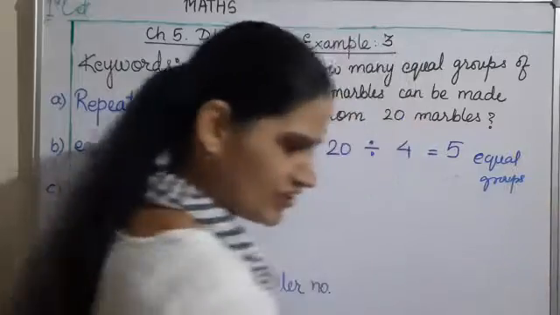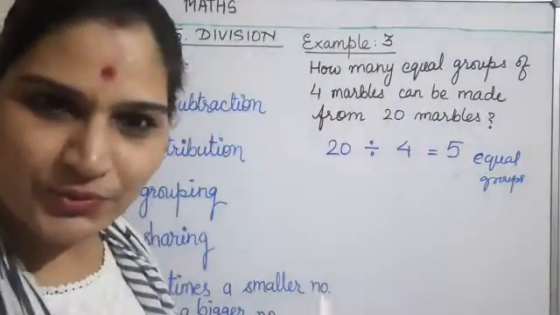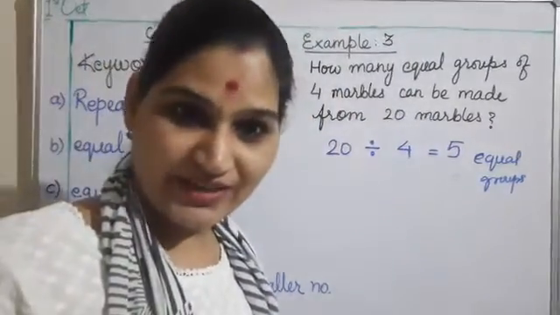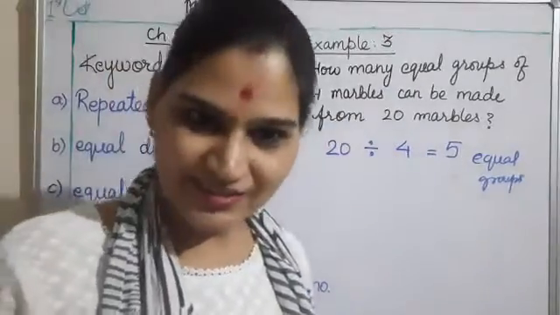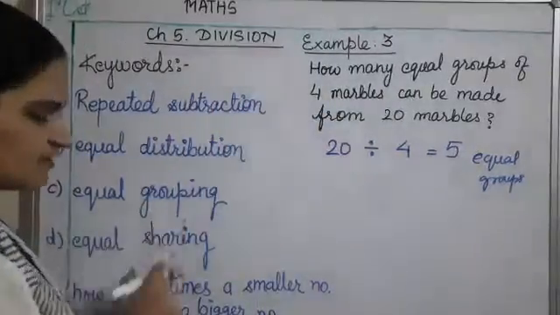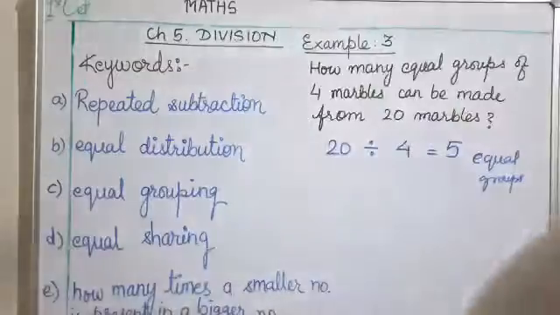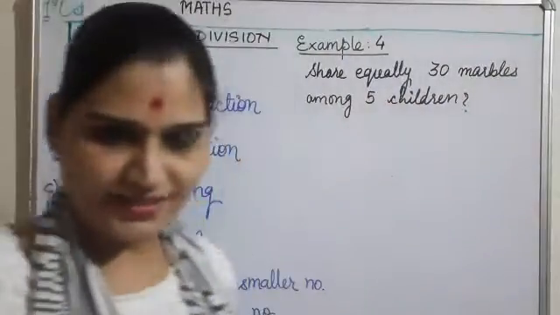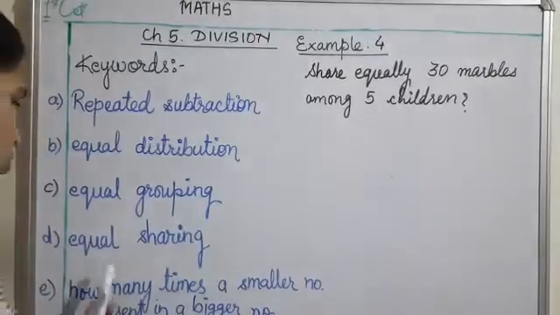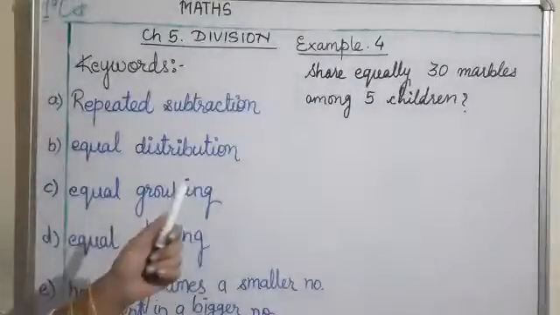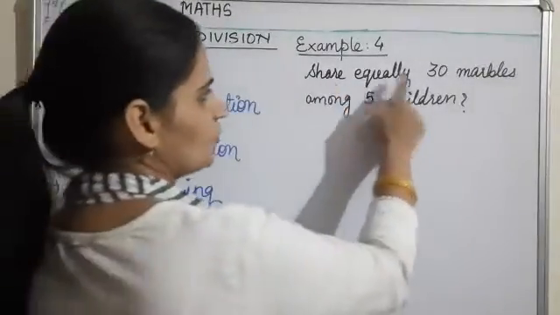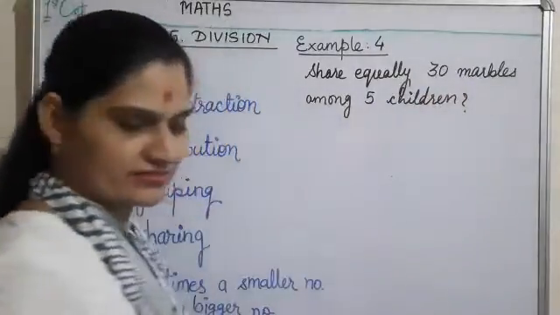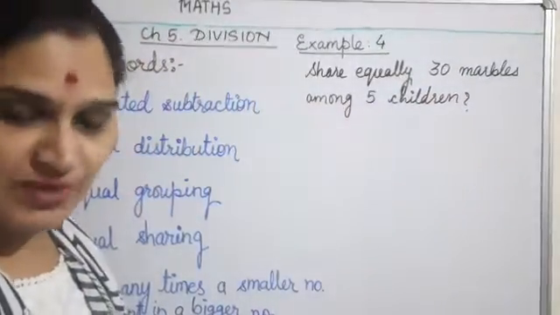So all those situations where you need to make equal groupings, there you will find your solution by doing division. So equal grouping is the third keyword of division. Yes, another situation is when you are sharing equally. Let's see the example. Share equally 30 marbles among 5 children. Equal sharing of 30 marbles has to be done.